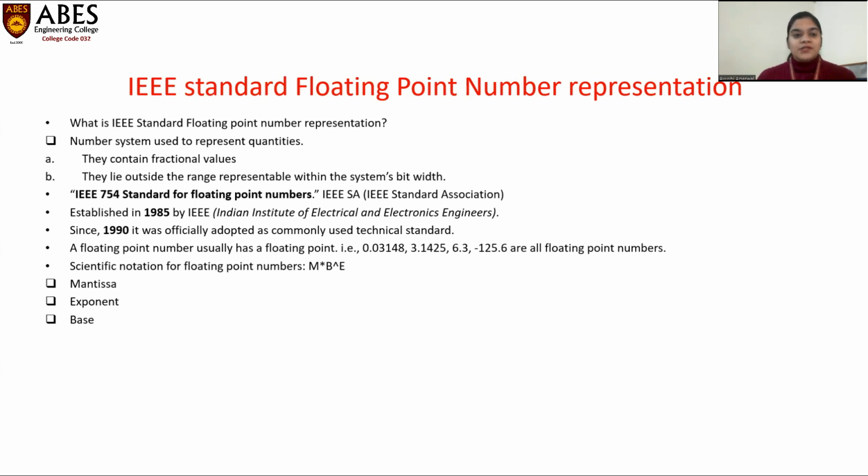Now let us see what IEEE Standard Floating Point Number Representation is. Basically, it is a type of number system that is used to represent quantities. Now, what kind of quantities do we represent using floating point number representation? Those quantities which cannot be represented using integers, due to two reasons: either they contain fractional values, or they lie outside the range representable within the system bit width. Due to these two reasons, we use floating point number representation to represent quantities.